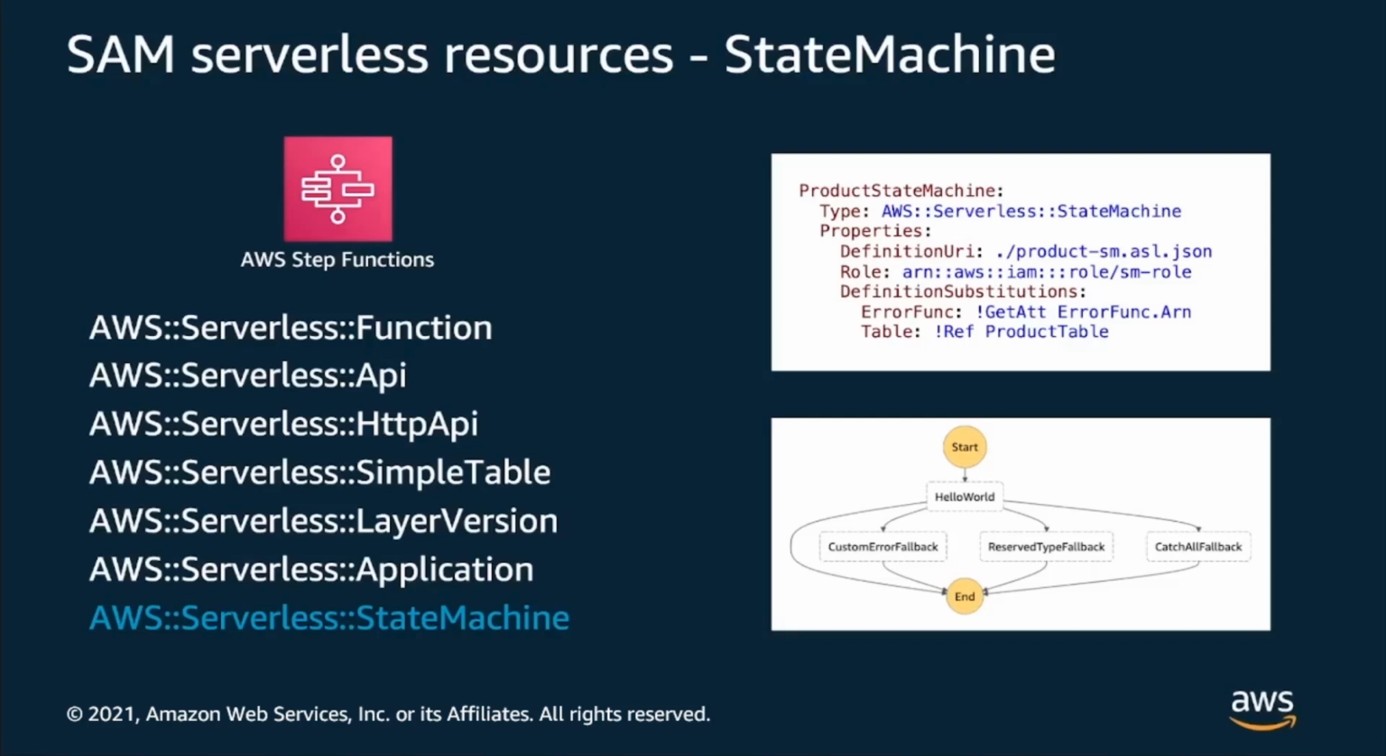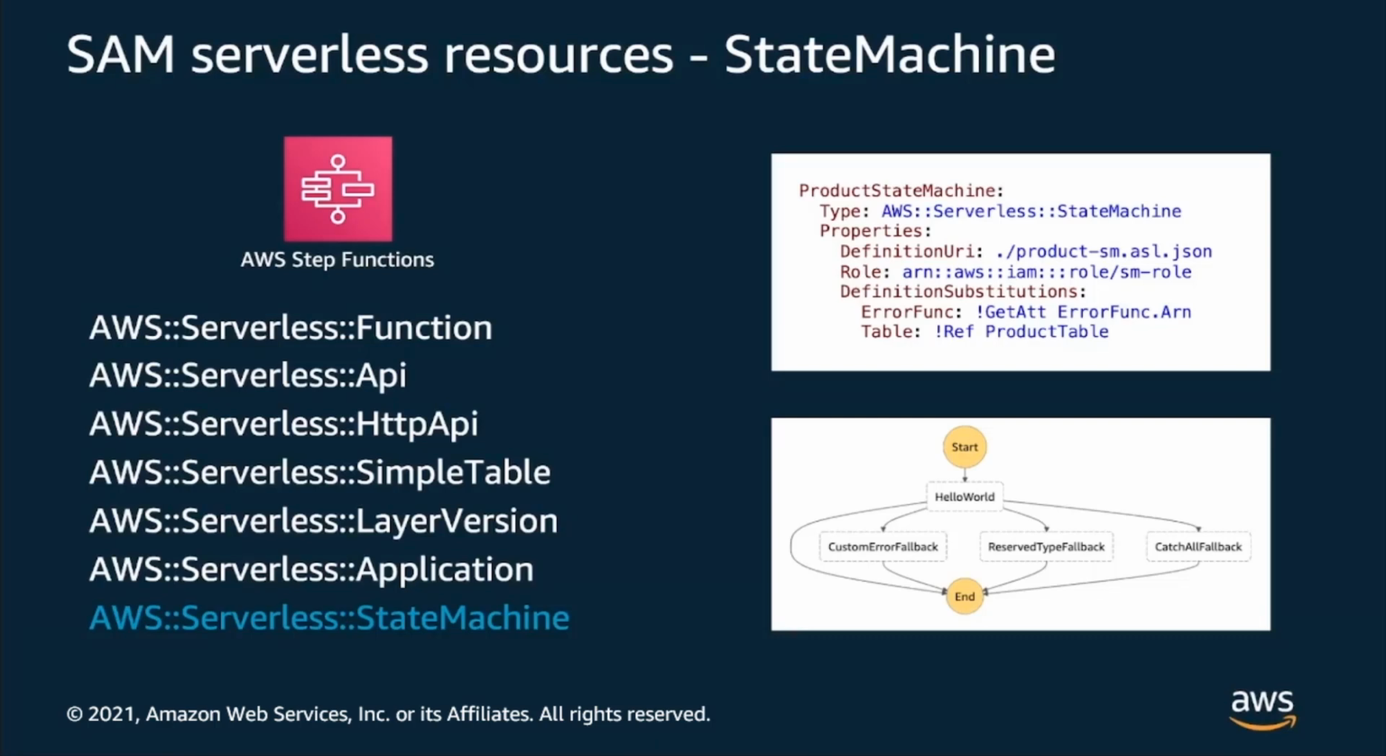ASL, if you don't know, stands for Amazon States Language, and this is a declarative language that allows you to build your step functions. Then you can add a role, says this is the role that the step function will use, this is where all my permissions are. And then you can do definition substitutions. Let's say I have a function called an error function, and I have a table called product table, and I need that information, the ARN for it and the name for the table, inside of the ASL file. Well, I can pass those in as definition substitutions, and inside the template, I just use the $ and curly bracket and wrap around the name, and I'm able to get the error function's ARN or the table's name.